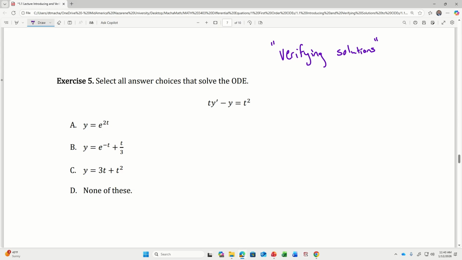I would say, well, for A, I'm going to write t times y prime. What's y prime if I look at solution A? 2e^2t. Yeah, 2 times e to the 2t minus y, which is e to the 2t, equals t squared. Is that true or false? False. Yeah, the left side of the equation is not identical to the right side of the equation for all values of t, and that means it's false.